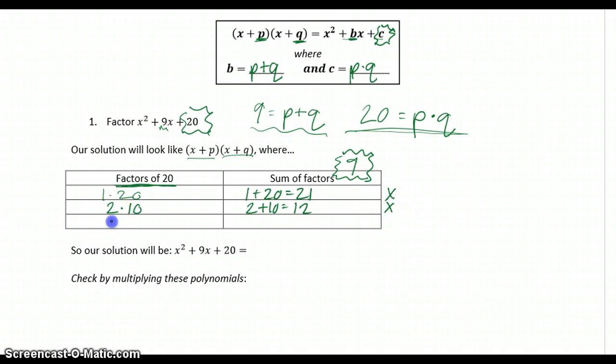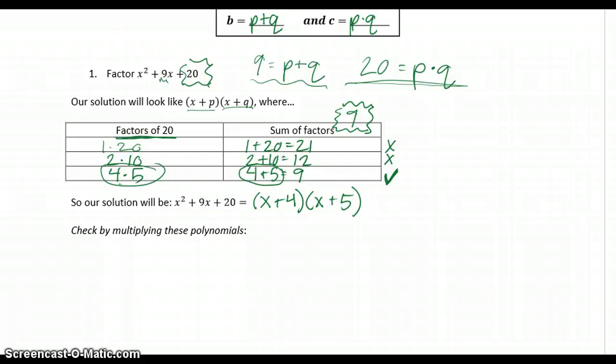Next, I'll try 4 times 5, which gives me 20, and 4 plus 5 is equal to 9, which is, in fact, what I'm looking for. So the factors I'm going to use here, or the values for p and q, are 4 and 5. So we can just write x squared plus 9x plus 20 is equal to x plus 4 and x plus 5. So after finding these values, we just plug them in for p and q.